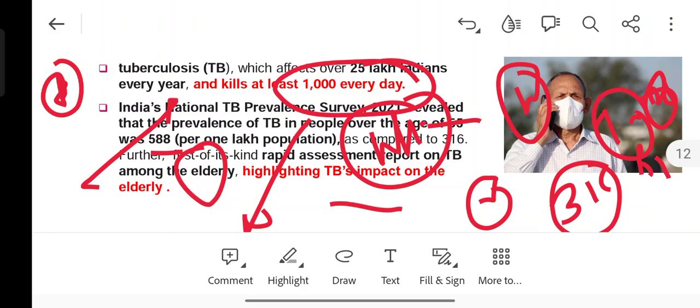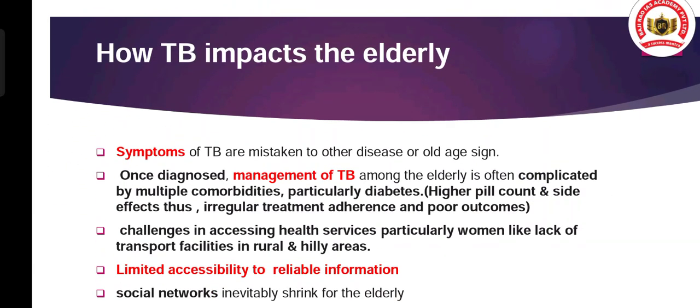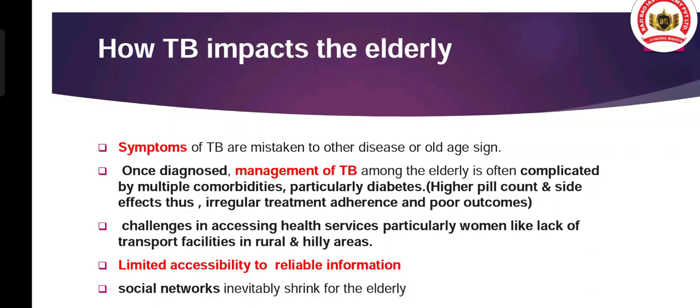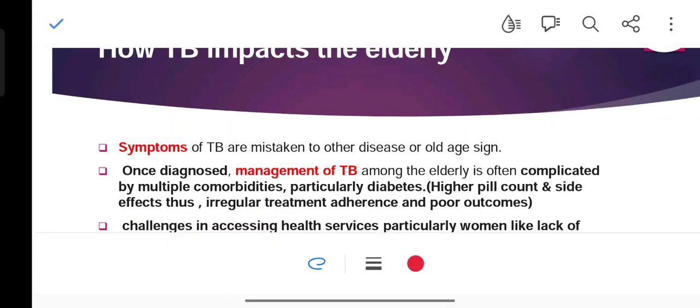So we have to take a more focused approach. So what are some of the suggestions that were highlighted? We will discuss, but first of all we should learn how TB impacts the elderly. When we talk about the elderly, that means they will be having many other diseases due to the age factor, like respiratory issues, and weakness in the body.